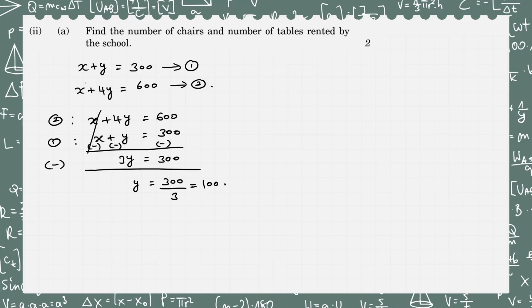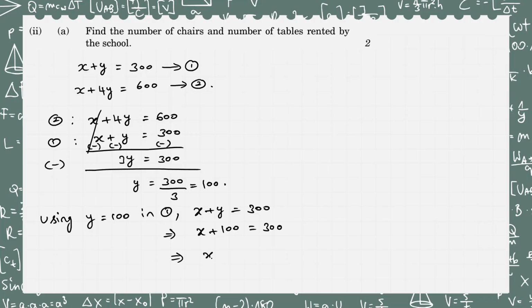Okay. And now we need to use this value of y in the first equation or second equation, whatever, to find the value of x. I am going to use the first equation because that is much simpler, right? So using y equal to 100 in equation 1, x plus y equal to 300 implies x plus 100 equal to 300. That implies x equal to 300 minus 100. That implies x equal to 200.